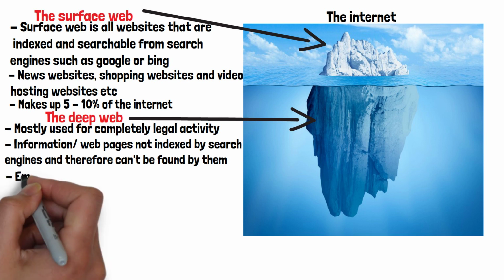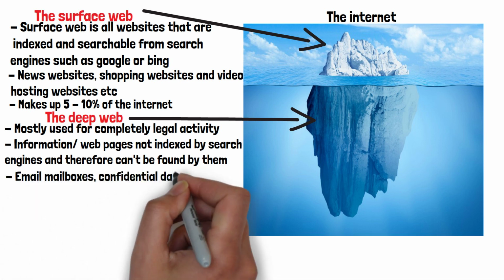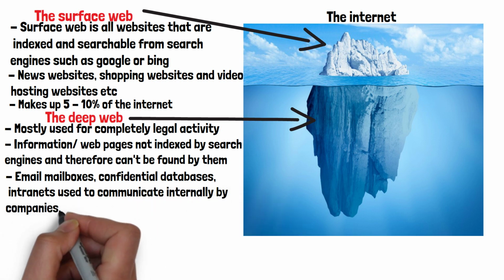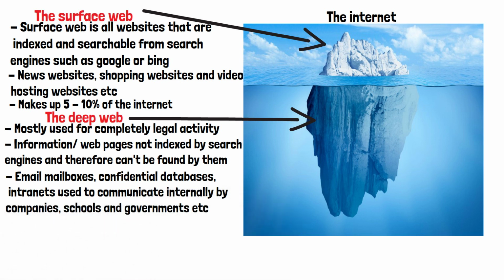This can be things like email mailboxes, confidential databases, intranets used to communicate internally by companies, schools, and governments, just to name a few. You can still access these over the internet in most cases, but you'll need the specific URL and login credentials. You can't just find these pages with a Google search as they aren't indexed. Incredibly, the deep web makes up around 90% of the internet.